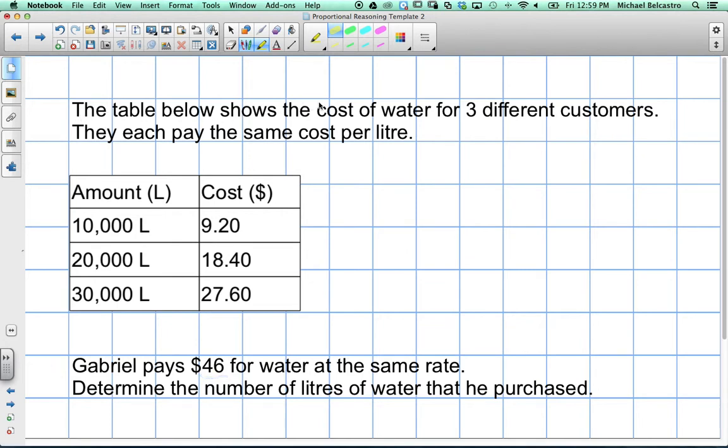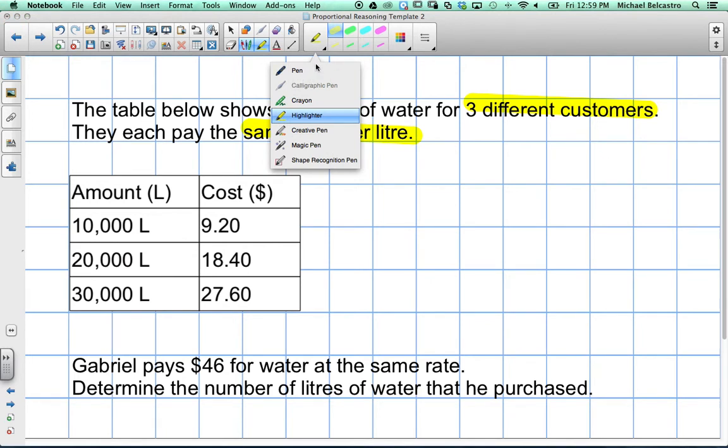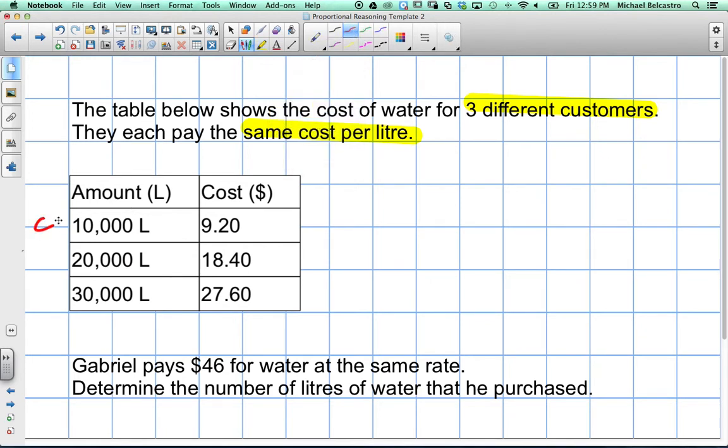Okay, so we'll read through this again and highlight what's important. The table below shows the cost of water for 3 different customers. Okay, so we have our 3 different customers. They each pay the same cost per liter. Okay, so we know their rate is the same. This is the table below, and we'll call this customer 1, customer 2, customer 3. Okay, and we know they're all paying the same rate. And the question asks, Gabriel pays $46 for water, so that's important. Determine the number of liters of water that he purchased.